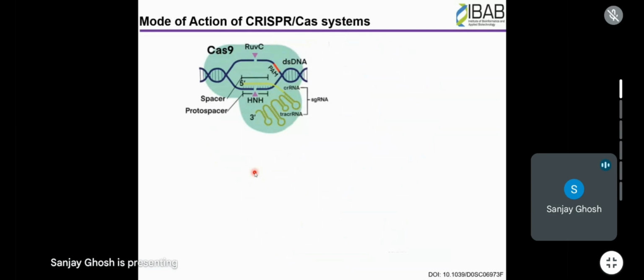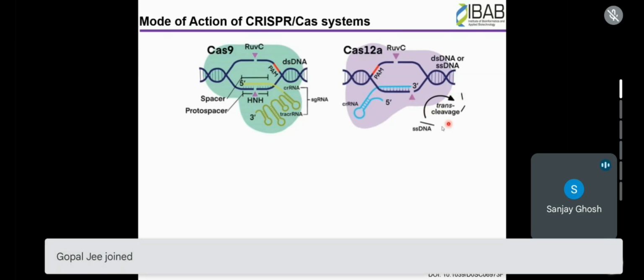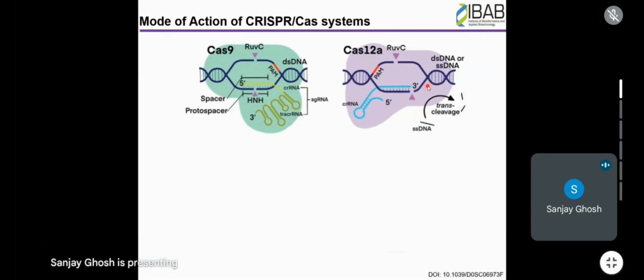We have seen what Cas9 can do, but now, of course, there are many different Cas proteins available. So Cas9, we saw, creates a double strand break. There is another class of Cas protein called Cas12, not 9. And what it does is create a break, but if there is a nucleic acid close to this protein RNA complex, it cleaves that as well. And that is called transcleavage, or it is also called collateral damage.